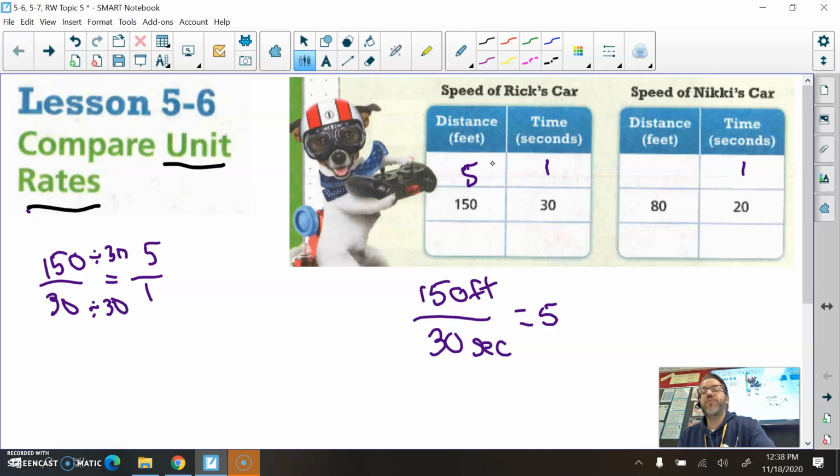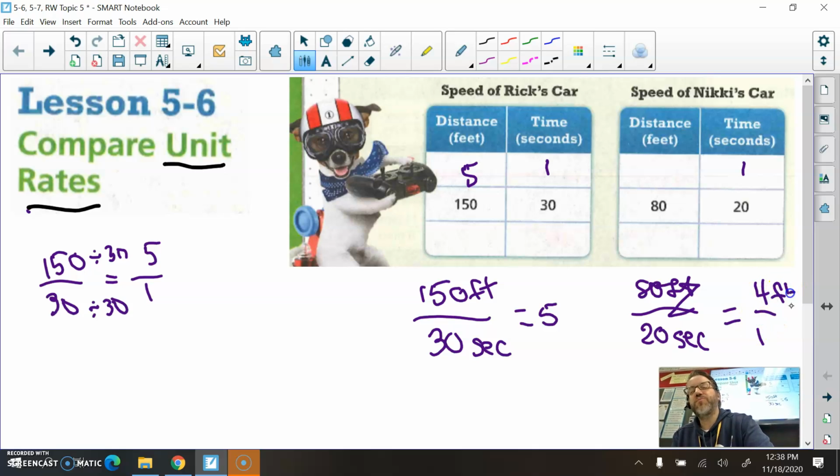Now I can do the same thing with Nikki's car. I could take that 80 feet in 20 seconds. Sorry, that's messy. And I can divide those. 20 goes into 80 exactly 4 times. So we have 4 feet in 1 second.